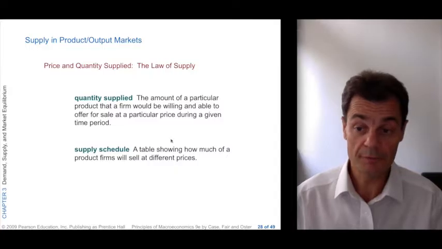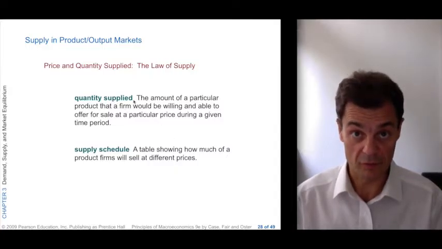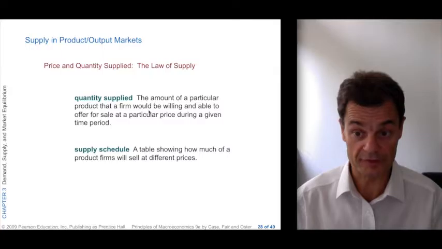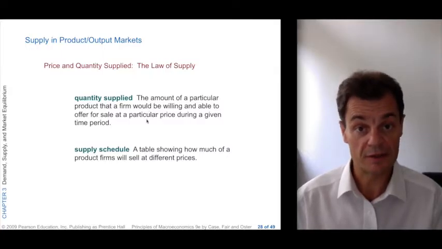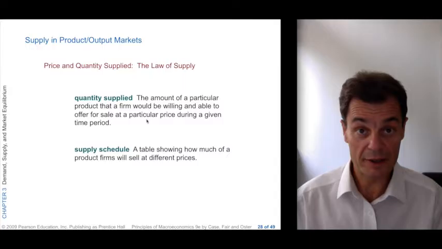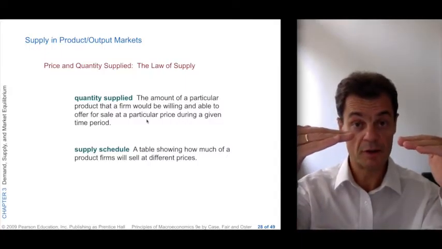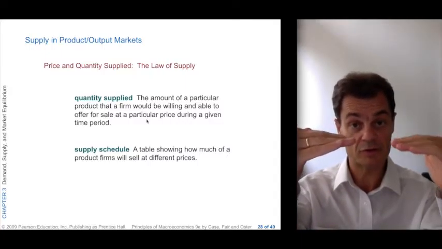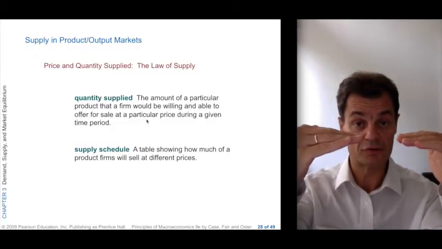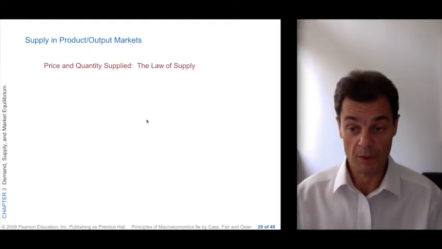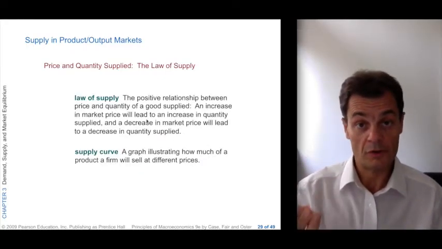And how does it work? The quantity supplied, first of all, we need to understand what that is. That is the amount of a particular product that a firm would be willing and able to offer for sale at a particular price given a certain period of time. The supply schedule would be a table, just like we have the demand schedule, showing for that given price how much the firm would be willing to provide or to supply in terms of quantity of product. And out of that schedule, we would be able to draw the supply curve.